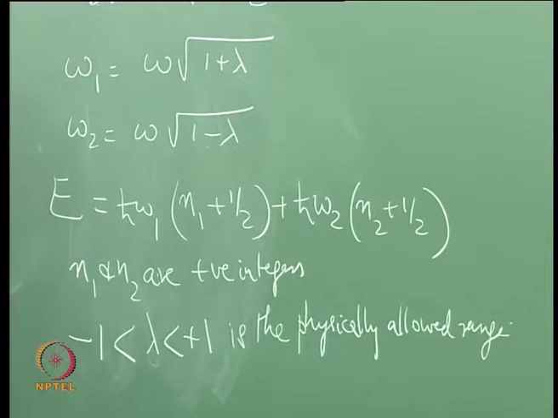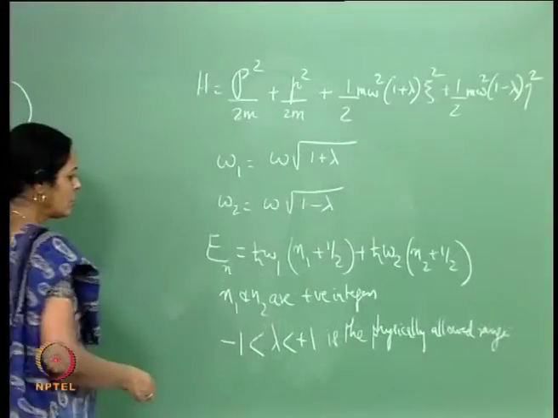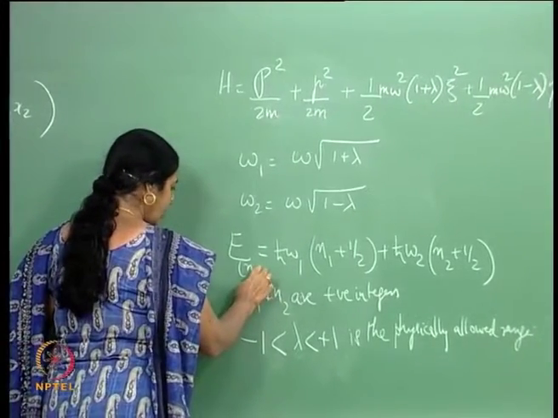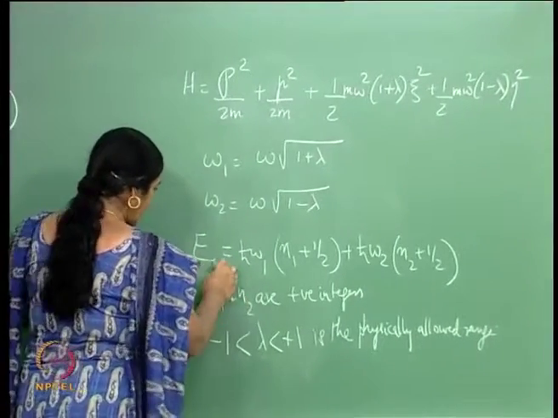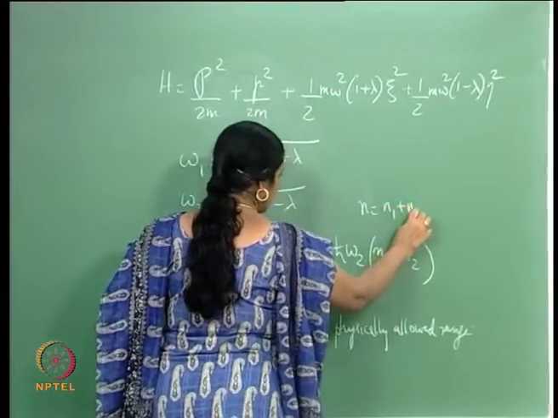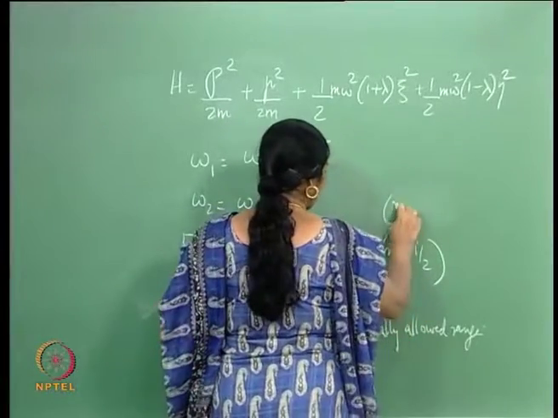Do I have a degeneracy in energy? Clearly this carries a number n, which is n1 plus n2. Do I have, or if you wish, I can write it as an ordered pair. Let me just call it E_n, and n is n1 plus n2, or (n1, n2), that is the ordered pair.